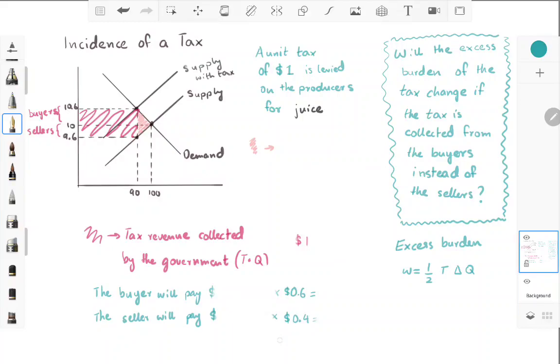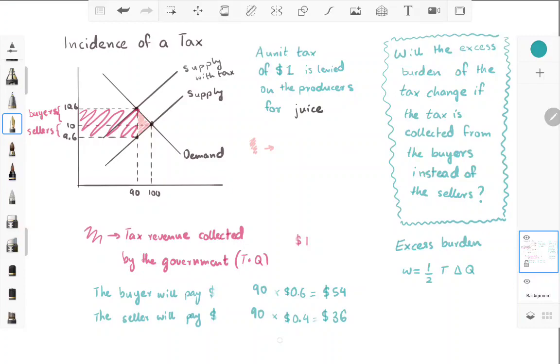To calculate the amount that will go to the government, we multiply the quantity by the amount of tax that each party will pay. So here in this case, we multiply 90 by 0.6 and by 0.4 respectively, and we get $54 that the buyers will pay, and $36 that the sellers will pay.